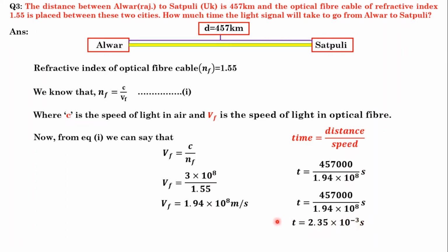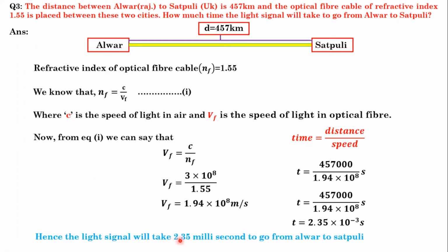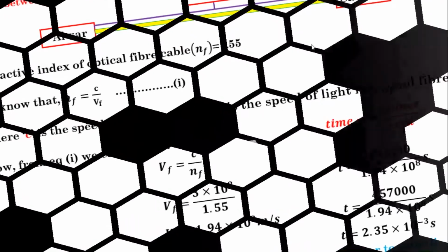So in this time the information will reach the other end. Okay. So the light signal will take 2.35 millisecond to go from Alwar to Satpuli. So 10 to the power minus 3 second is also called 1 millisecond. So 2.35 into 10 to the power minus 3 second will be 2.35 millisecond. Okay. So in 2.35 millisecond, information will go from Alwar to reach Satpuli. Okay. So going to the next question.